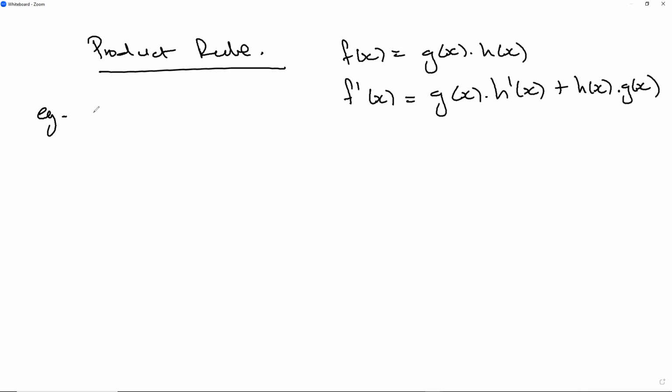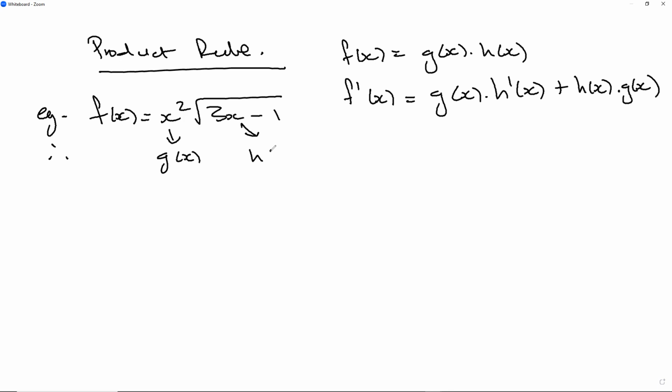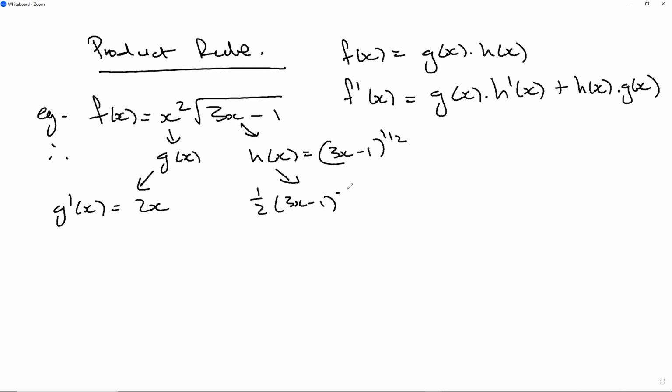Now, an example. I am given f of x equals x squared times the square root of 3x minus 1. So I am going to make this my g of x function, and this is going to be my h of x function. So let's go ahead and find the derivative of this function, which is 2x, and let's find the derivative of this function, which is 3x minus 1 to the power of half. I take half in front, chain rule, becomes negative half times 3.